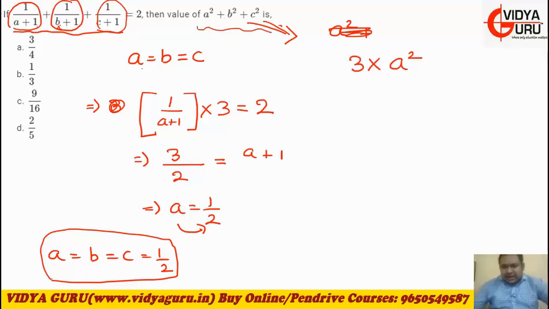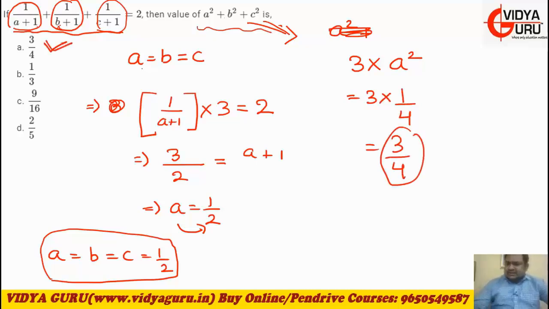So a is equal to half. So 3 into 1 by 4. 3 by 4 is the answer. This is the correct answer. So the key to these type of questions is, as soon as you understand or realize that the given expression is symmetrical, immediately assume all variables to be equal.